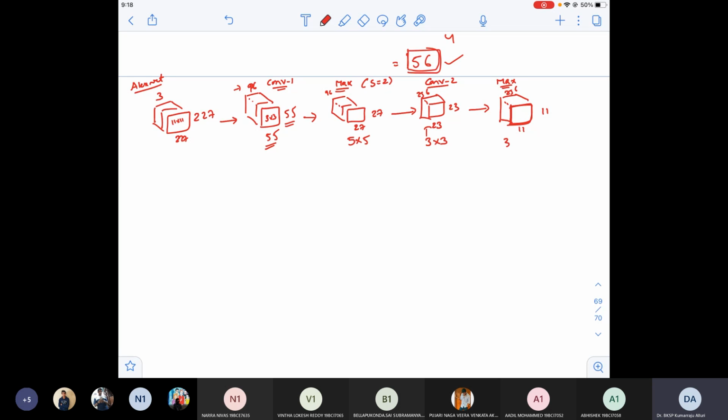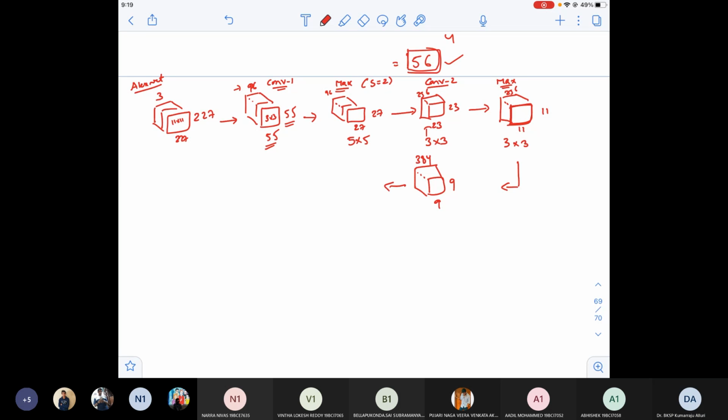And again they applied a 3 by 3 filter here, and they got something like this. They got 9 by 9. And what would be the depth of this? Depth would be 384, no? 384 is the depth. That means they applied 384 kernels.